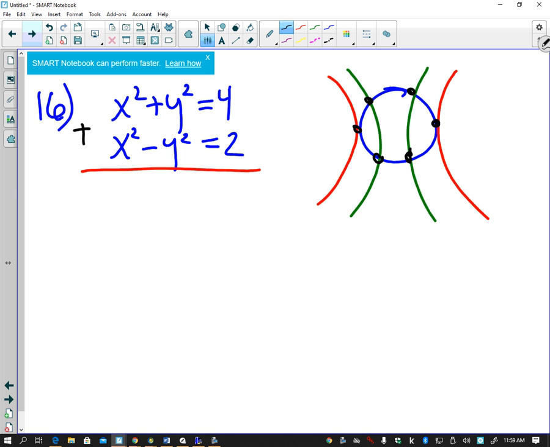But as I look at this, we're just trying to solve for a variable. So if I add the 2 equations, I can cancel out the y's. And x squared plus x squared is 2x squared.